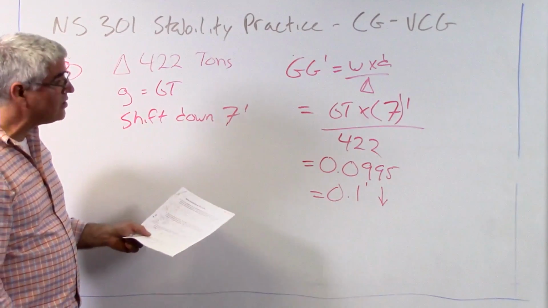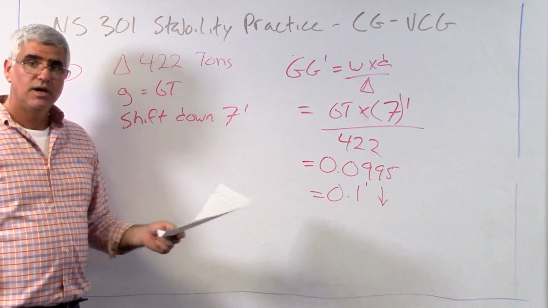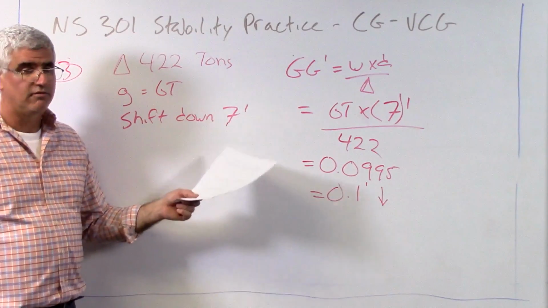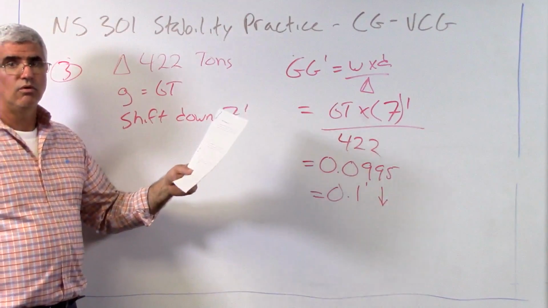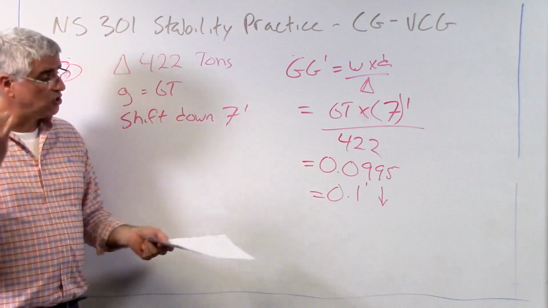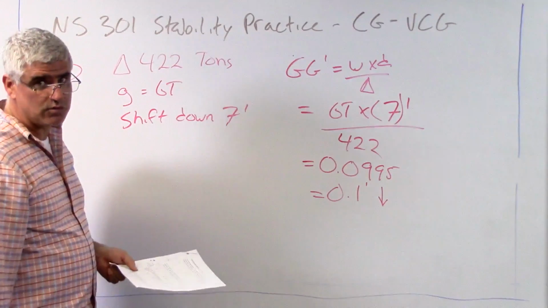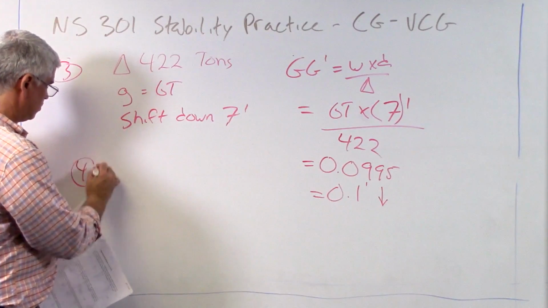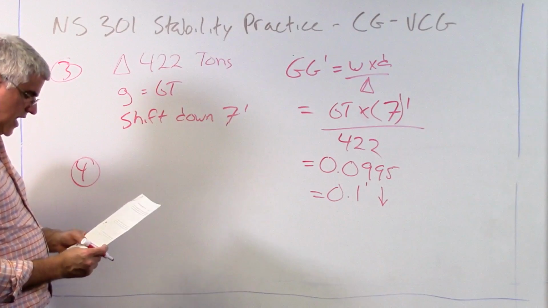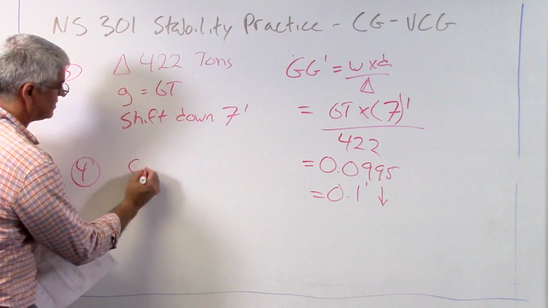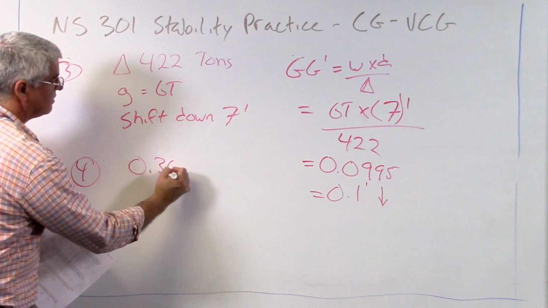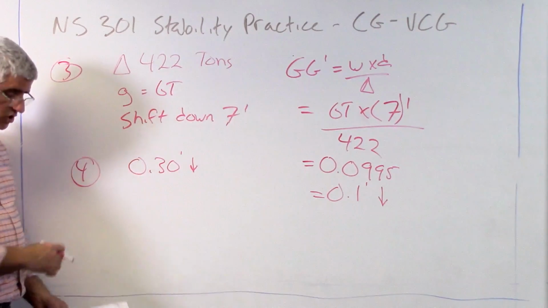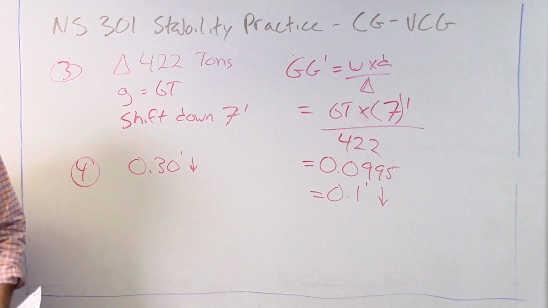And we cannot do this by theory of moments because we don't have an original KG for either the ship. So we can't actually do theory of moments. This is one of the few situations where we could not. A pure shift. So you should now do question number 4, and the answer for question number 4 is going to be 0.3 feet down. Okay? So give that one a shot. All right.